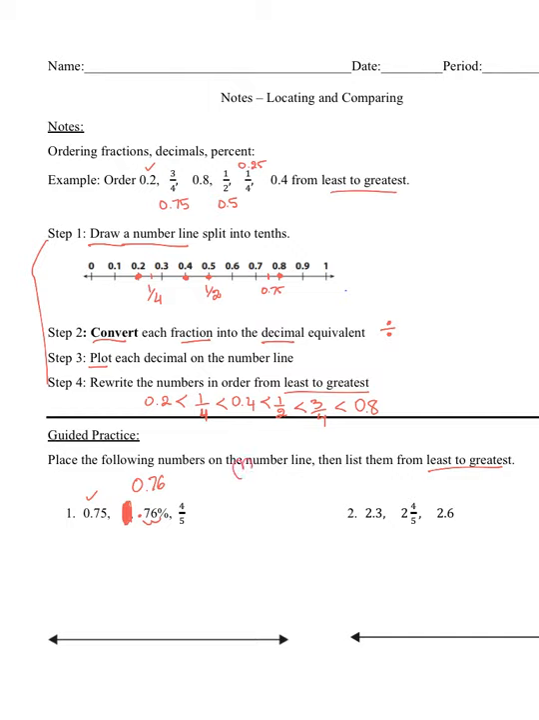0.76. 4/5, think about your fingers. You have 5, 4 fingers: 20, 40, 60, 80%. 80% means 0.8. So put them from least to greatest. 0.75, 76% or 0.76, and then the biggest number is 4/5 or 0.8. Okay, and then you rewrite in the original form.